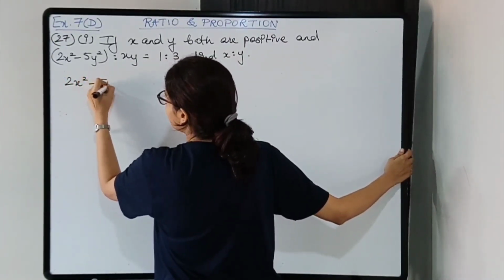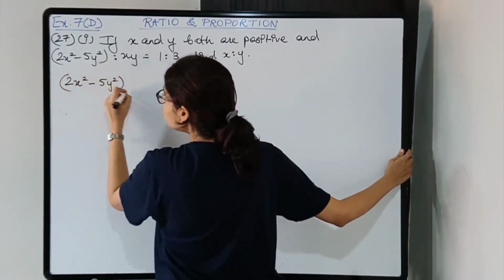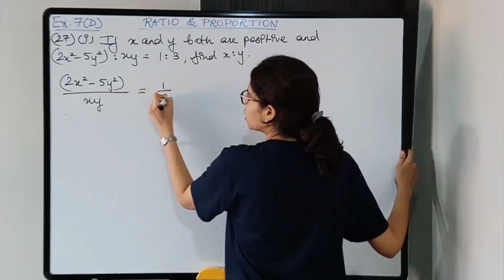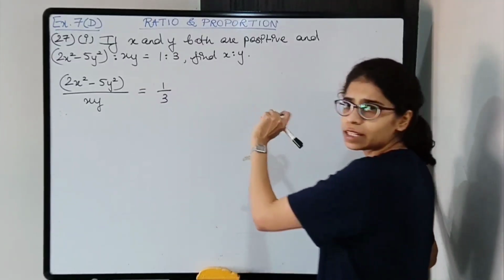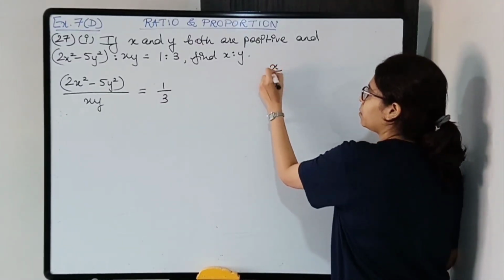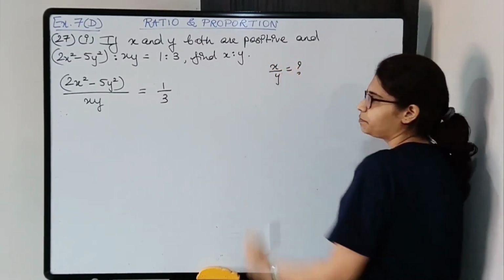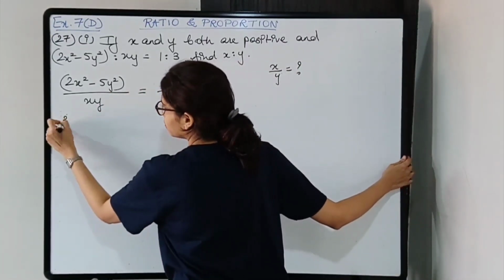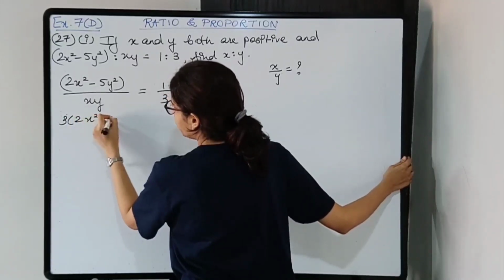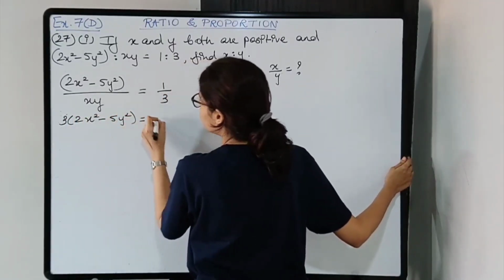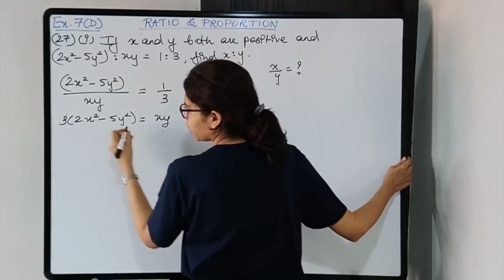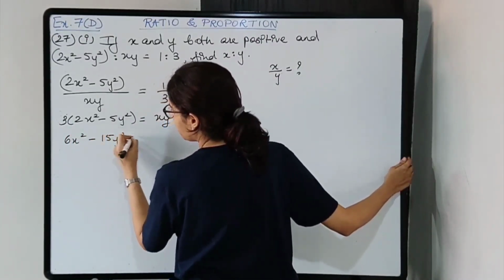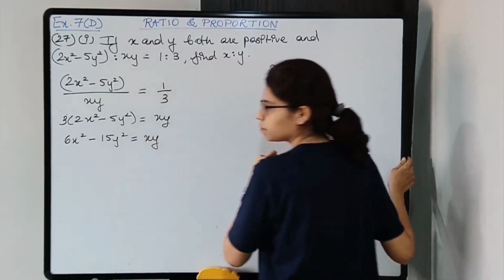(2x² − 5y²) upon xy is 1:3, that is 1/3. We need to find x is to y, that is x upon y. Now let us cross multiply. 3 into (2x² − 5y²) is equal to 1 into xy, that is xy. Opening the bracket, 6x² − 15y² = xy.